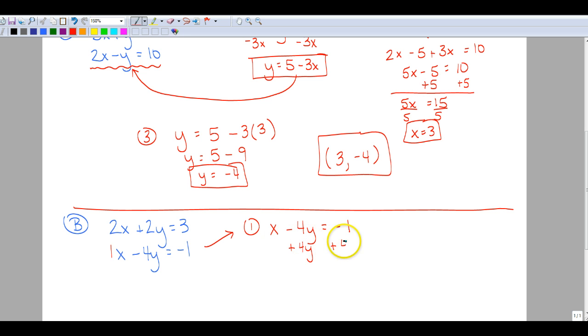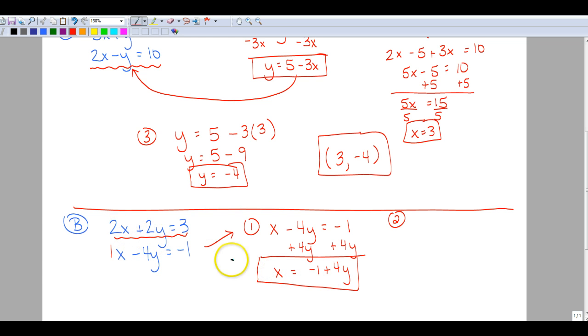So I'm going to get x by itself by adding 4y to both sides. I get x equals negative 1 plus 4y. Oops, 4y. So there's my equation. Step number 2. What I'm going to do now is take this x equals negative 1 plus 4y, and I'm going to plug it into the equation that I haven't touched yet. Don't plug it back into the one we just worked with. Plug it into the other one.